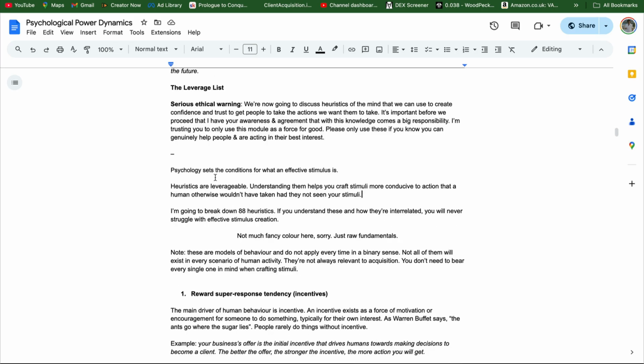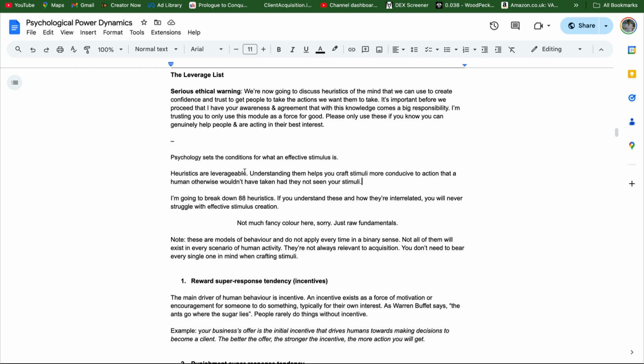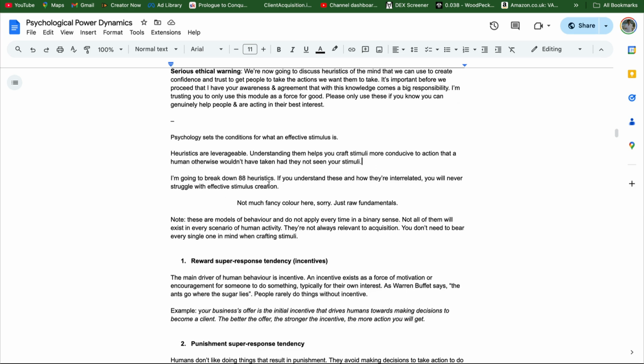So psychology sets the conditions for what an effective stimulus is, and heuristics are leverageable. Understanding them helps you craft stimuli more conducive to action that a human otherwise wouldn't have taken had they not seen your stimuli. I'm going to break down 88 heuristics. And if you understand these and how they're interrelated, you will never struggle with effective stimulus creation ever again.